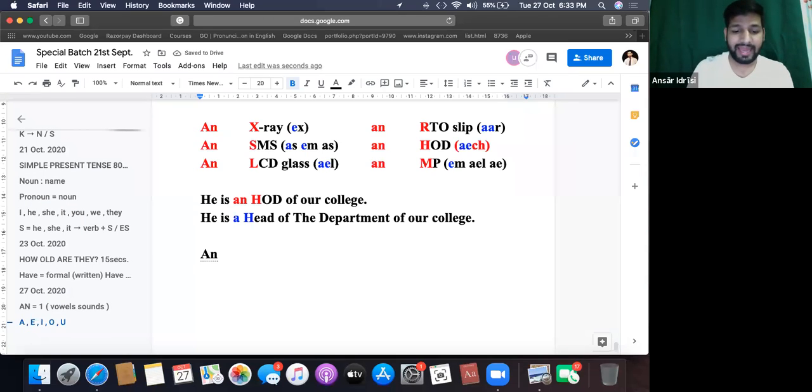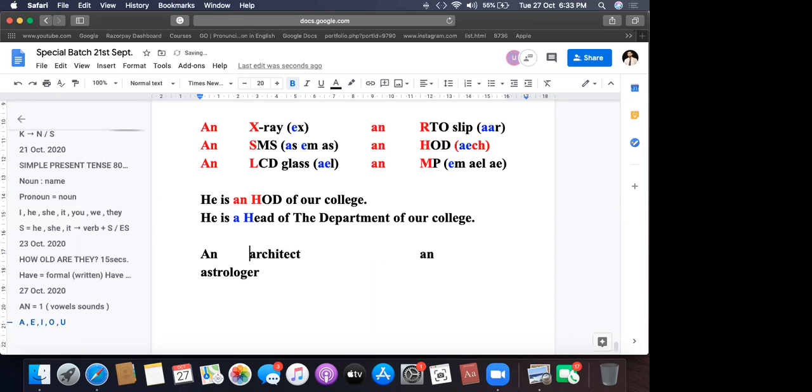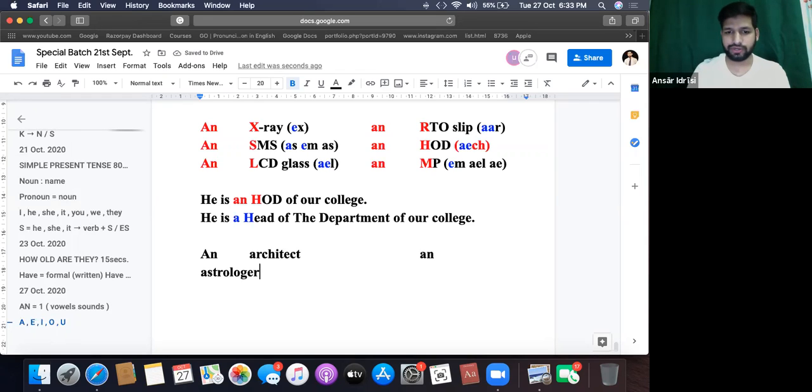So we can use "an" for jobs. For example, an architect, next an astrologer, an engineer, correct, an engineer, next an accountant, etc. Okay, so we are going to use here "an" for vowels as well, for vowels and for jobs. Any doubts to anyone? Simple rule was there for "an" and for "a" as well.